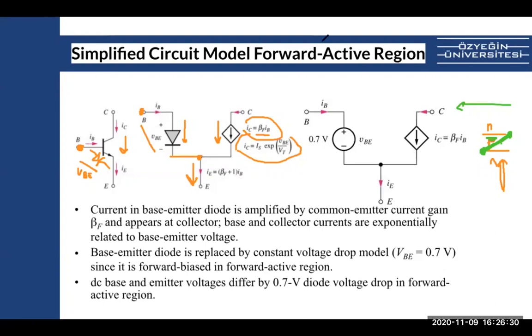So instead of the green one, for instance, if this happens, this is a much higher slope, right? And that means it will create much more current in this region if this happens. But what is really dependent is the width of this base region.